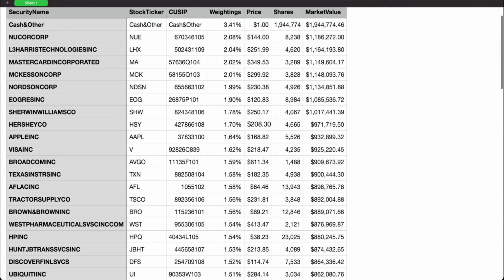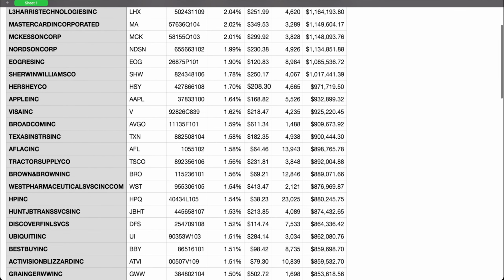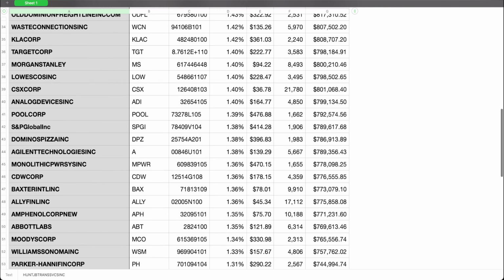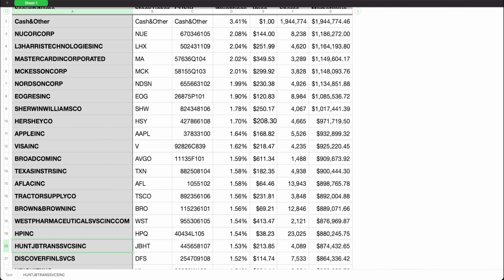When you look at the remaining holdings after the top 10, we see Visa, Broadcom, Texas Instruments, Aflac, Tractor Supply, Brown and Brown, West Pharma, HP Inc., Hunt JB, and so on. Overall, it has 66 holdings, which is good because it's not as passive as your VYM or VIG, which just consider a dividend increase in the last 10 years or the last 5 years. There is a lot of thought going into the stock picking.